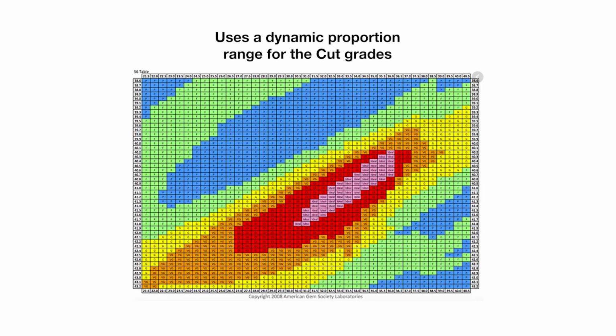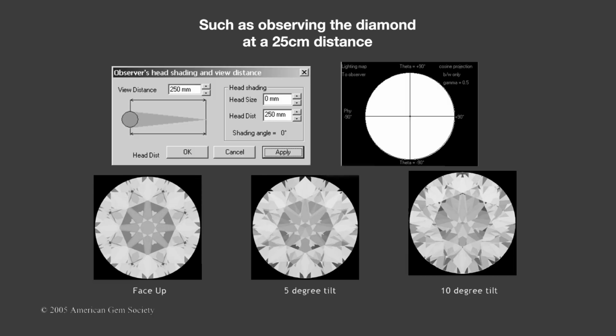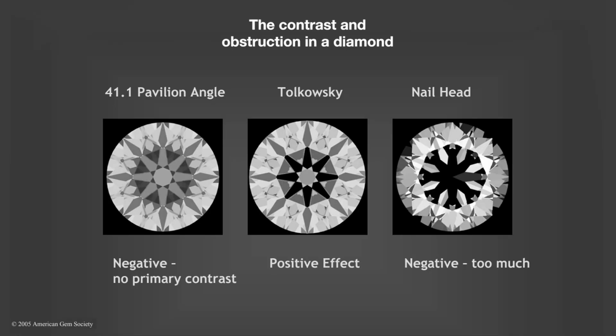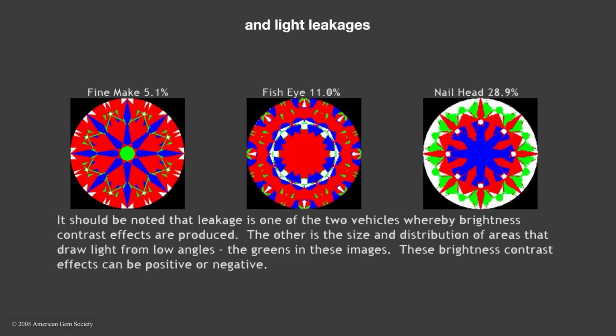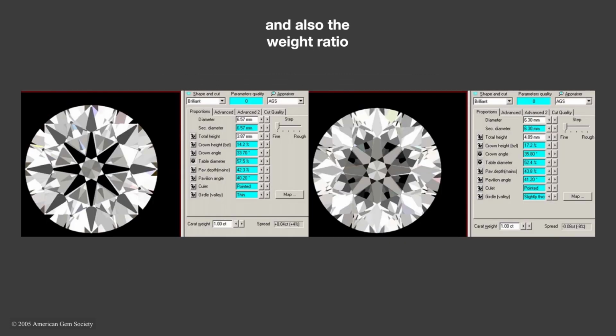AGS on the other hand uses a dynamic proportion range for the cut grades. They adopt several approaches such as observing the diamond at a 25 cm distance, the contrast and obstruction in a diamond, analyzing its brilliance, fire, scintillation, and light leakages, and also the weight ratio, which is also known as the spread of a diamond.